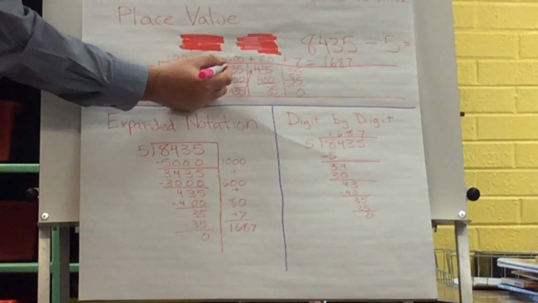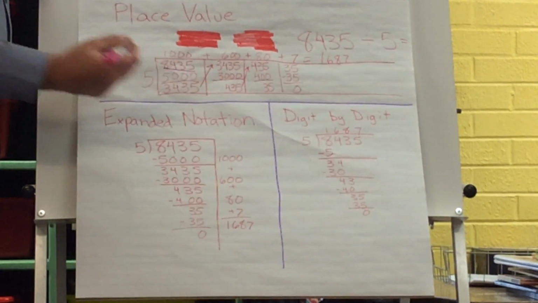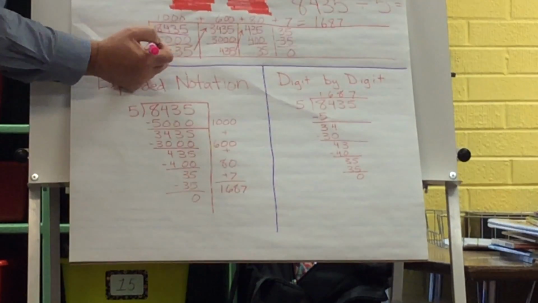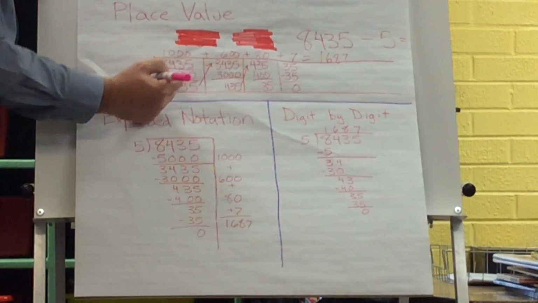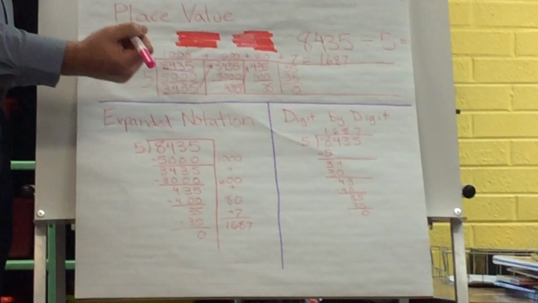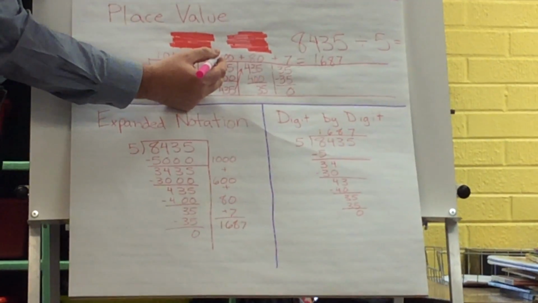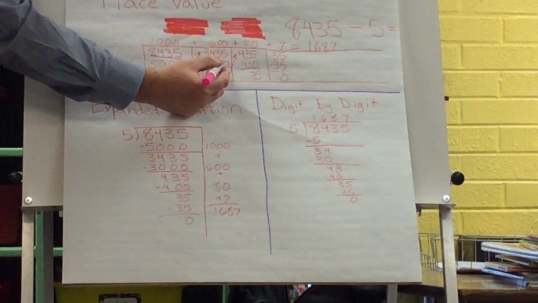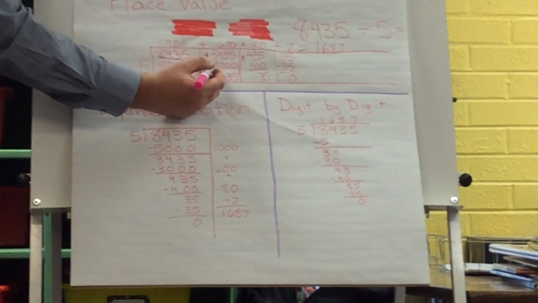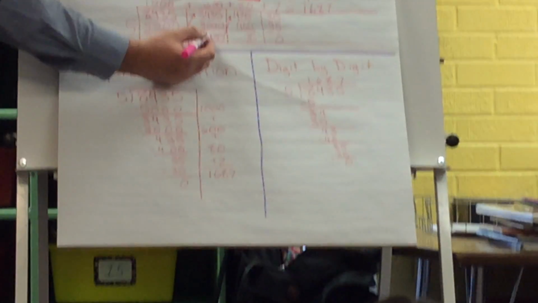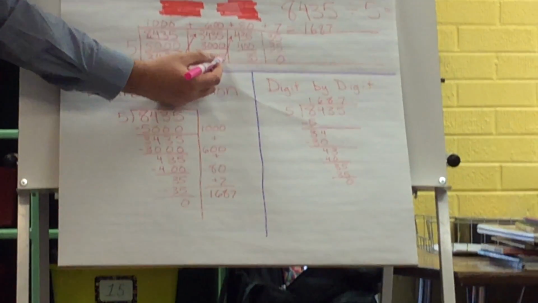I transferred that 3,435 up here, and then I asked myself, well, how many would I have to multiply times 5 to get 3,000? Well, I know 5 times 6 is 30, and then putting 2 zeros on would give me 3,000. So I used 3,000, subtracted that, and I had 435 left again.